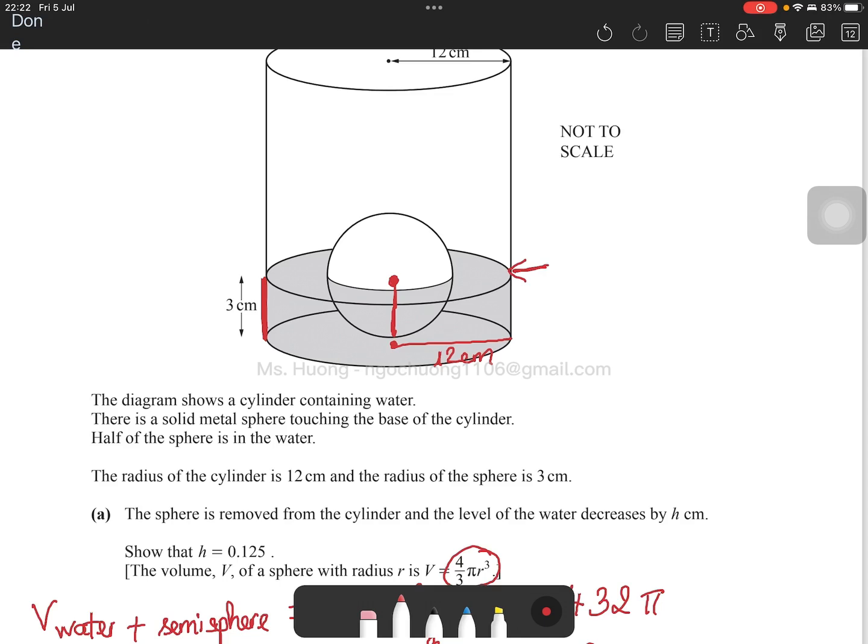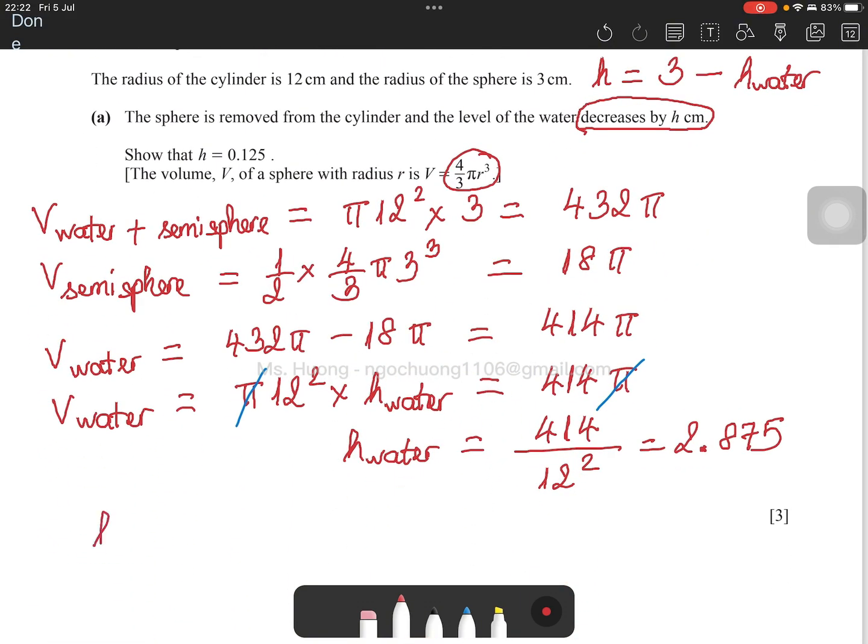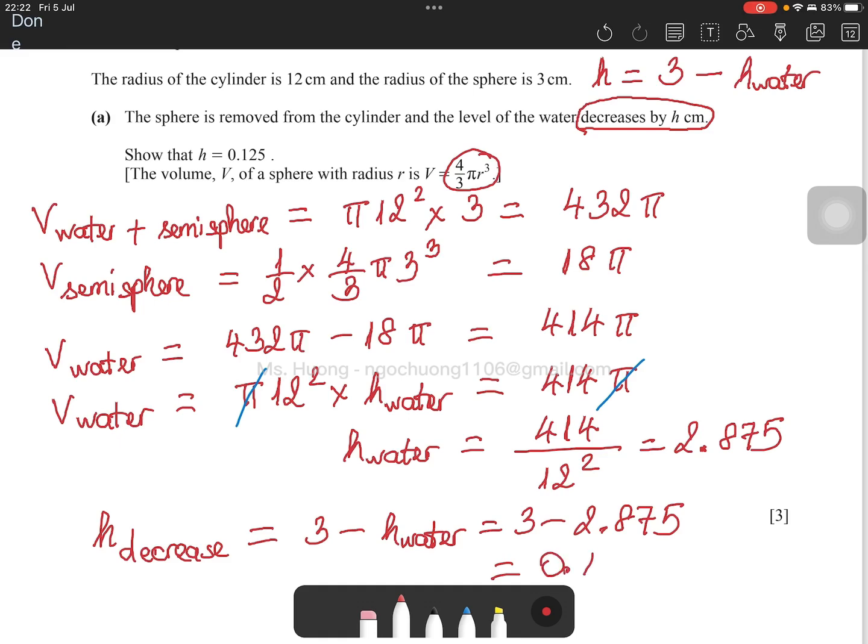So if we want to know the level of the water decreases by h centimeters, then this h will be 3 minus the height of water. And I will call it the height that decreases, is equal to 3 minus the height of water, which is 3 minus 2.875 equals 0.125 centimeters. And that's it.